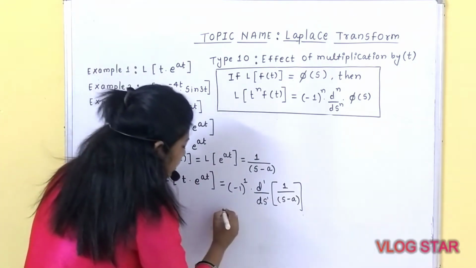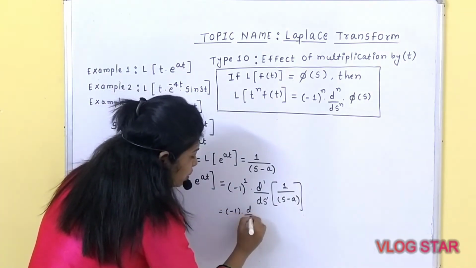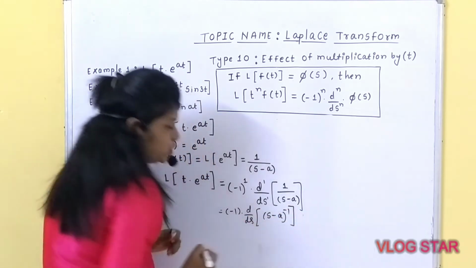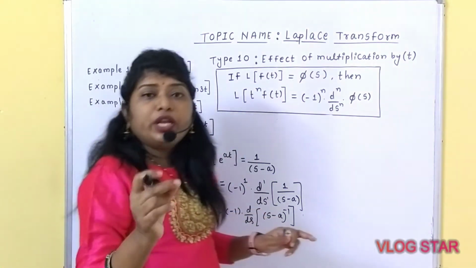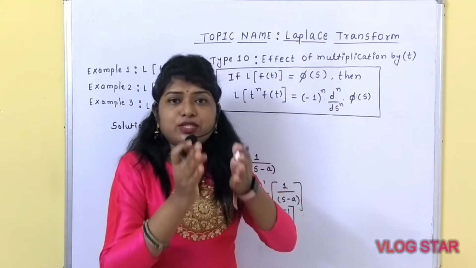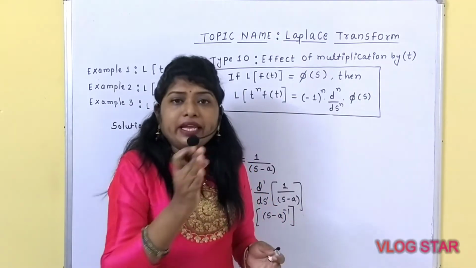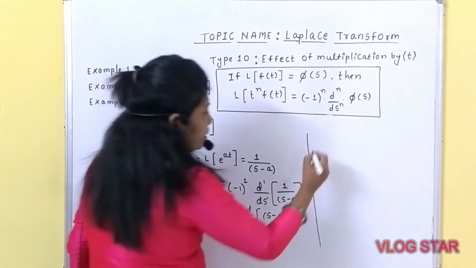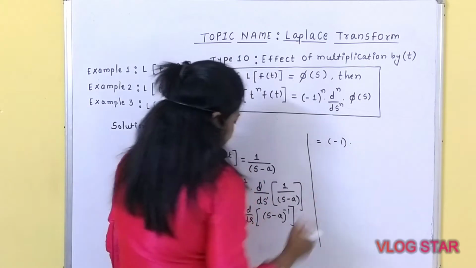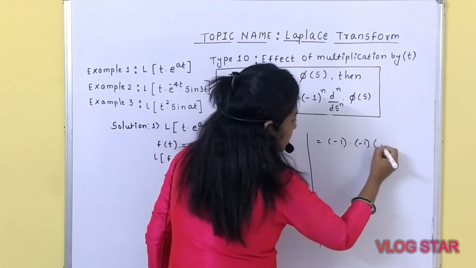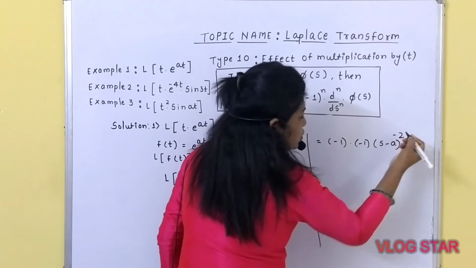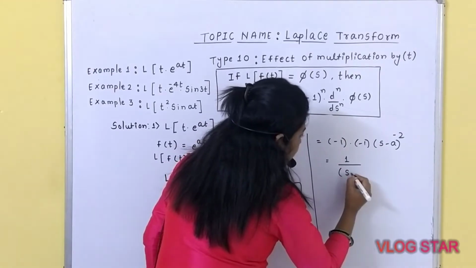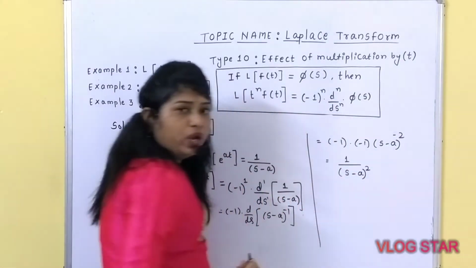So if I consider minus 1 into d by ds of s minus a whole raised to minus 1. As I told you, you need to apply the derivative of x raised to n, which is equal to n into x raised to n minus 1. So after applying derivatives, what you will get? Minus 1 into minus 1 into s minus a whole raised to minus 2. So minus minus will get plus. So 1 upon s minus a whole square.